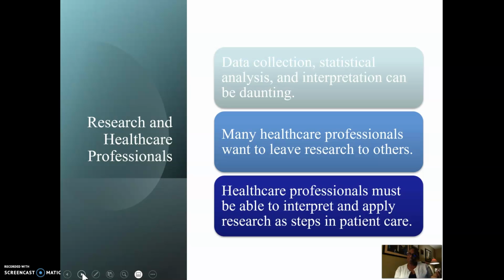Now, research does include several processes. It involves data collection. There may be statistical analysis, there's interpretation, and these can all be quite daunting. And so this leaves a lot of healthcare professionals of the mindset that they'll just leave research to others. But as a healthcare professional, we should be able to interpret and apply that research as steps in our patient care.